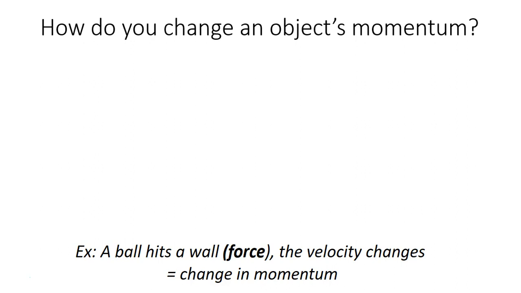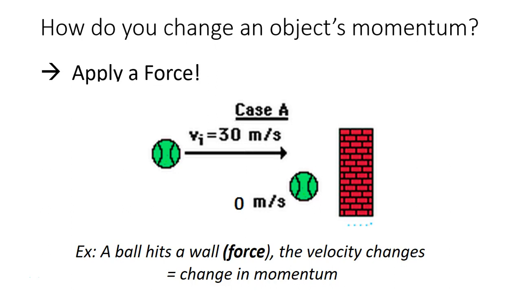So how do you change an object's momentum? Well, Newton's first law says an object in motion will stay in motion unless there is an outside force. It's all connected. Here we are again. This is just a really simple example, although highly unlikely: if you take a tennis ball and it hits a wall, it encounters a force. The wall applies a force on the ball. And what I meant by highly unlikely is the tennis ball comes to a dead stop. That's probably not true, but just use it for the example. Once you apply a force, the momentum of the object changes. You can see that it started with 30 meters per second and ended with zero. So the fact the momentum changed means that there must have been a force. That's another way you can think of that. So you need to apply a force to change an object's momentum.